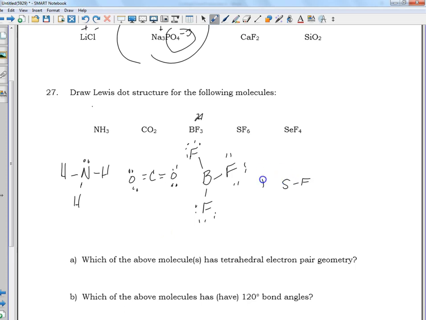SF6. Sulfur has 6 electrons. Each fluorine has 7. 7 times 6 is 42. And 6 more would be 48. 2, 4, 6, 8, 10, 12, 13, 14, and so on, counting up to 48.